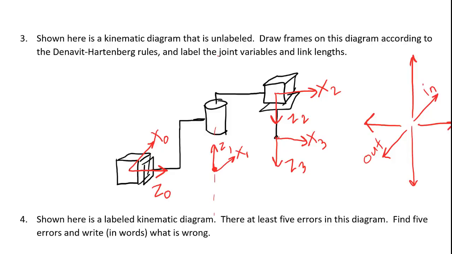So for frame 0, y has to be up. Then for frame 1, y has to be going to the left. Then for frame 2, y has to be coming out of the page. And same for frame 3.